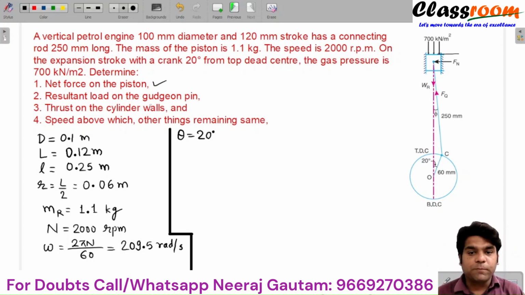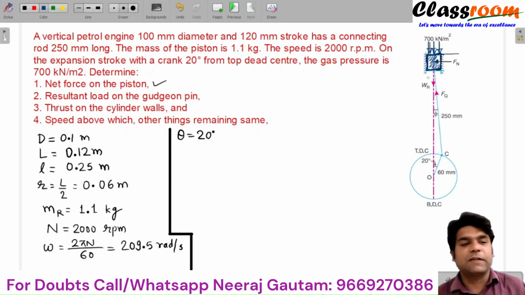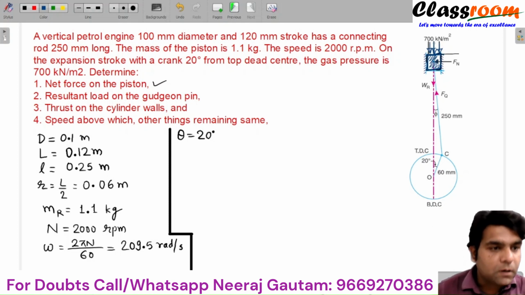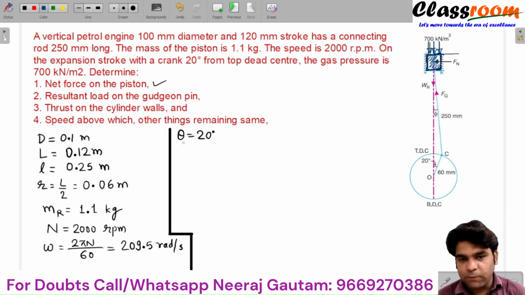Now the net force on the piston, in this case, you can see here, this is our piston. I'm drawing it with a new color, this blue color piston. This is the pressure force from the top. At the back side of the piston, the pressure force is neglected because it is approximately equal to the atmospheric pressure. Only the top pressure is given, so I am considering the top pressure. This is the pressure force, 700 kilonewton per meter square.